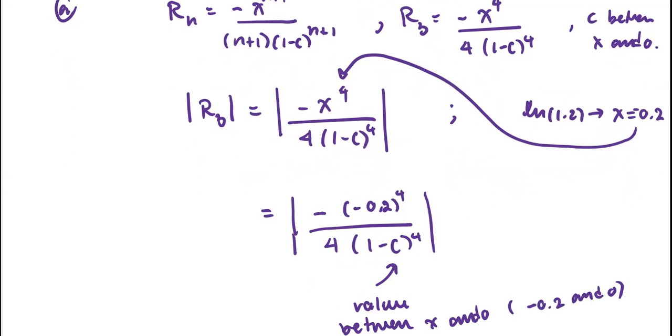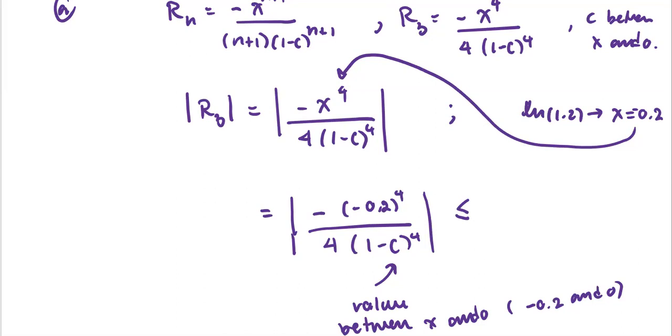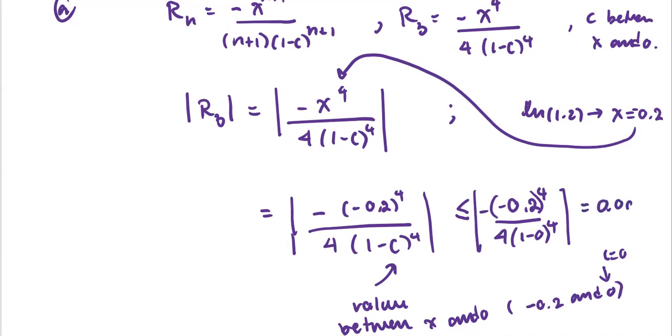So then we look for the number that will give us the magnitude, or the upper bound, of this. As c is between 0 and negative 0.2, the largest quantity of this quotient would be from c equals 0. So we choose c equals 0. Therefore, the absolute error will be bounded by 0.2 to the 4th, the negative side will be gone since you raise it to the 4th power, divided by 4 times 1 minus 0 to the 4th. And this becomes the value 0.004, which is the estimate of the absolute error.